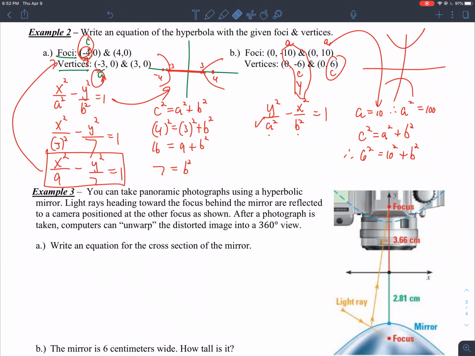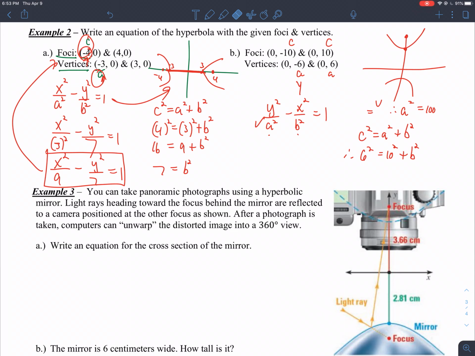Oh, I switched this around. Forgive me, for I've sinned. Otherwise, this would not be possible. Forgive me. The vertices are the A's, and the foci are the C's. That doesn't make sense even, because the vertex is closer than the focus to the center. Okay, and so sorry, I apologize for that. I made a little mistake there.